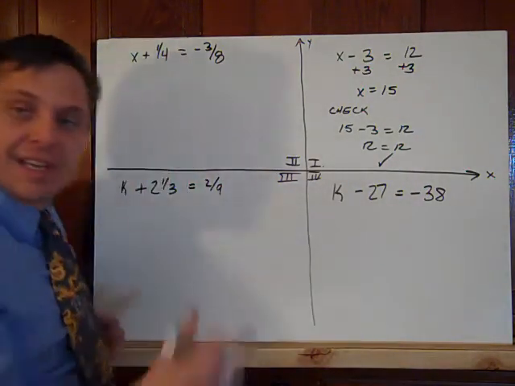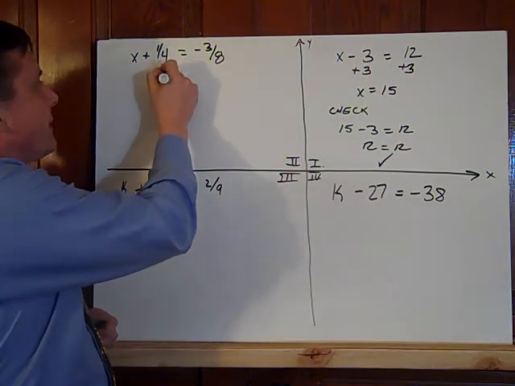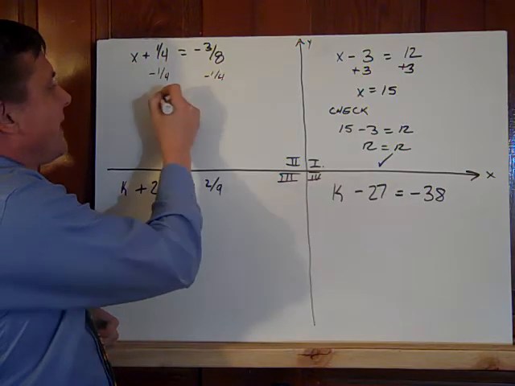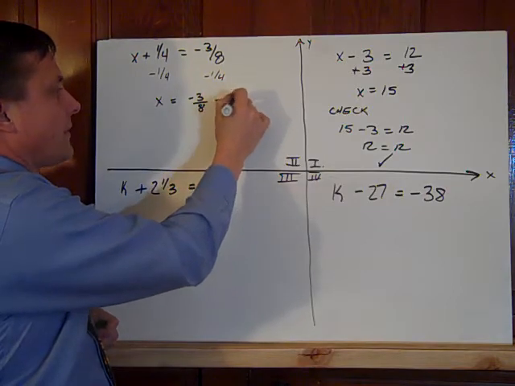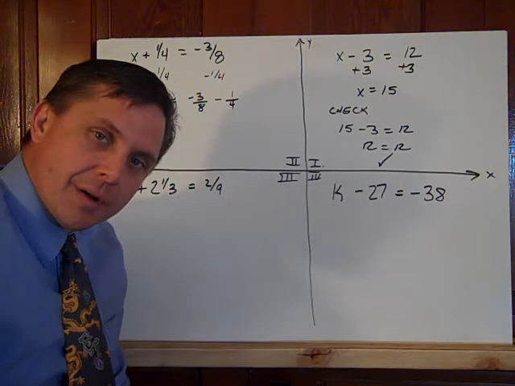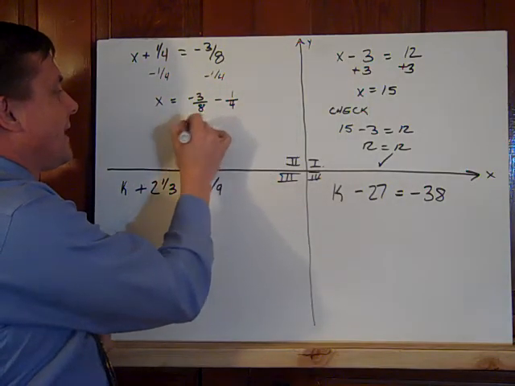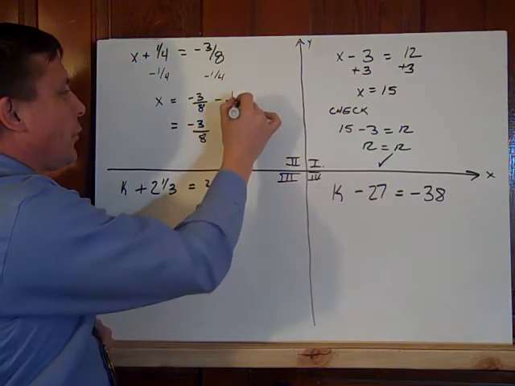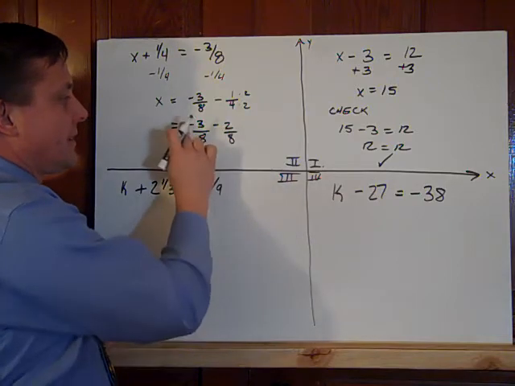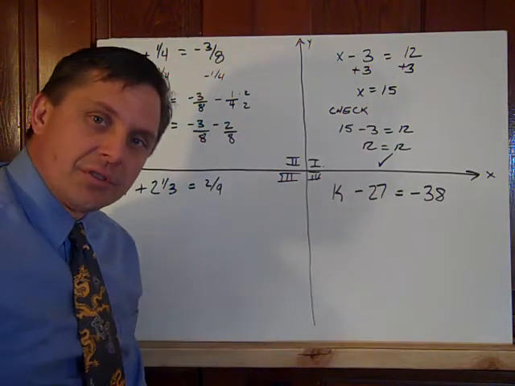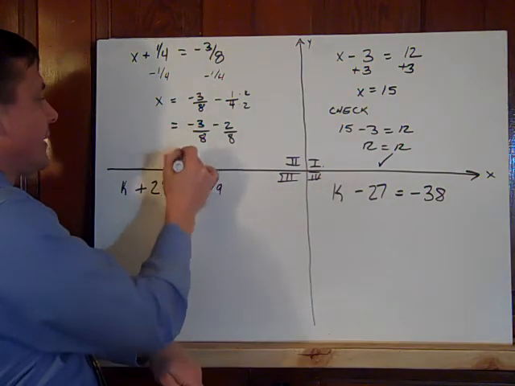Now, the next one you can't guess and check the value on, at least I can't. I'll start by subtracting a fourth from both sides to get rid of plus a fourth. I'm going to write this out. It's minus 3/8 plus a negative fourth, or minus 1/4. Well, what do I need to do? Add fractions. I need a common denominator, which I can see is 8. So I'll write negative 3/8, and multiply by 2 and 2 to get minus 2/8. Negative 3 plus negative 2, both to the left, so I get negative 5/8.